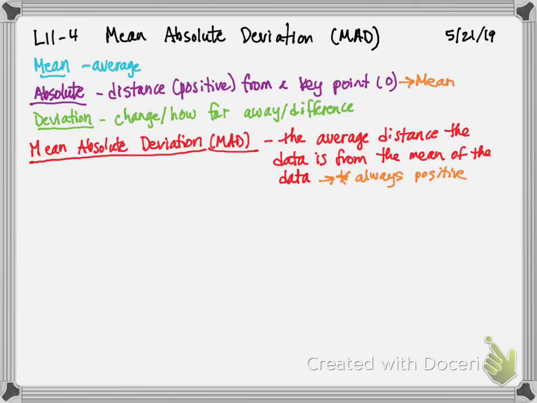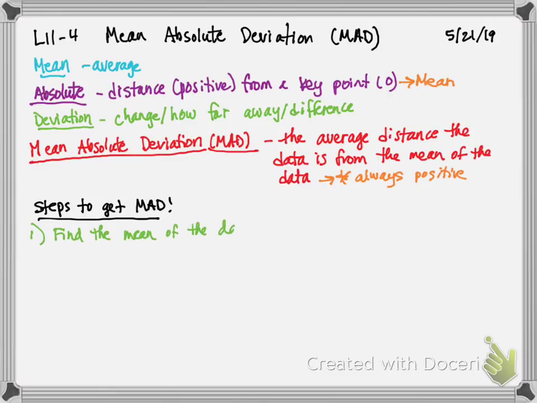Okay, so we're going to talk about how do we actually calculate MAD, and then we're going to do some practice with it. So steps to get MAD. First and foremost, we start with the mean. Find the mean of the data. Again, we want to compare how far everything else is from the mean. Well, we got to know what the mean is then, right?